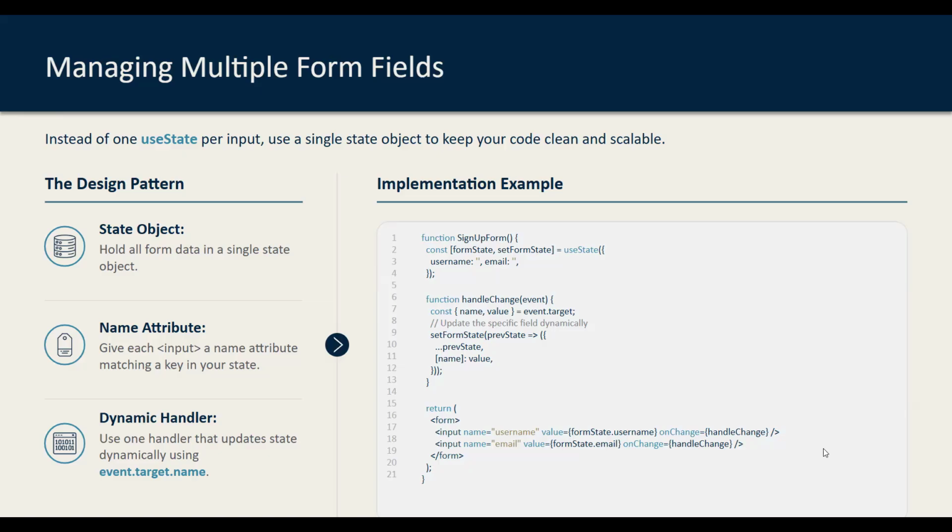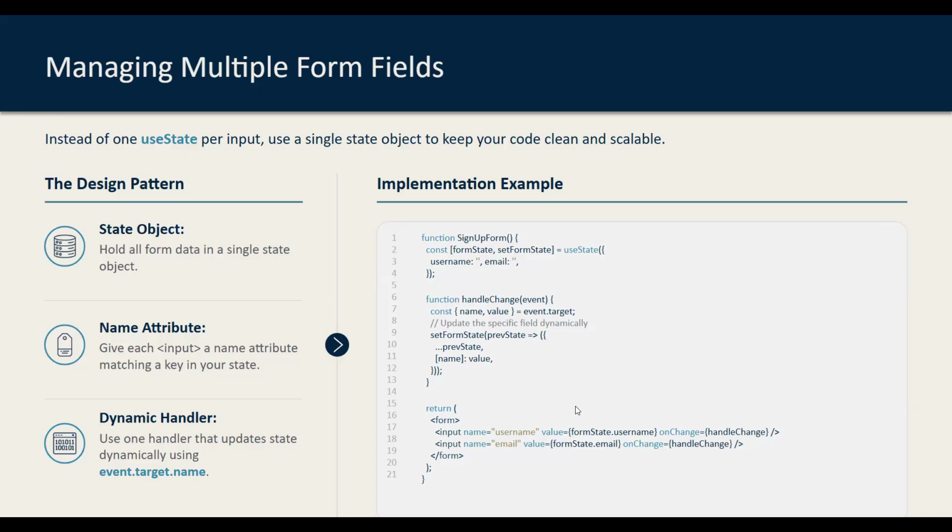The first part of this particular pattern would be the state object. That means values like username and email are stored together in one object. The second part is the name attribute. Each input gets a name that matches a key in the state object. And then the third part of the pattern would be a dynamic handler. So instead of writing a different onChange function for each and every input, we could use one handler that updates whichever field changed by reading the event.target.name.